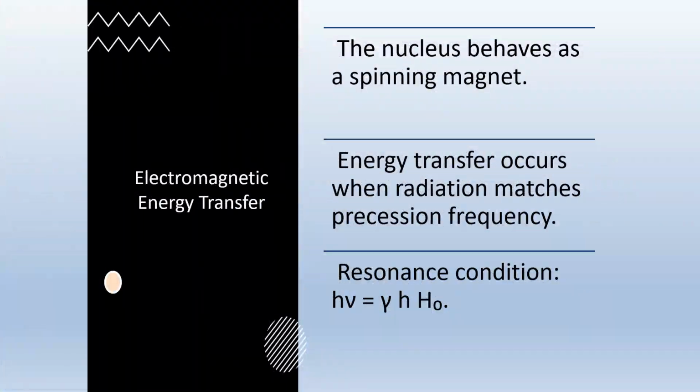Electromagnetic energy transfer facilitates spin flipping by supplying the exact quantum of energy needed for a nucleus to transition from its lower energy state to a higher energy state. This transfer is governed by the resonance condition, where the frequency of the applied energy matches the energy gap determined by the external magnetic field. This principle is central to understanding how spin systems interact with electromagnetic radiation, forming the basis of NMR spectroscopy.